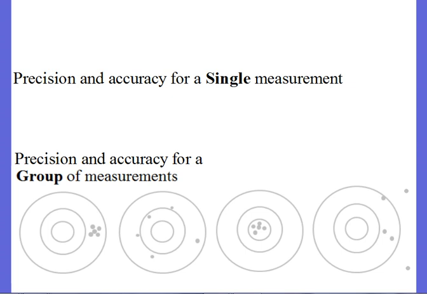Quick little comment, these definitions of accuracy and precision that I have given you are for a single measurement. If you have a group of measurements, then there is a different understanding of precision. This is precise because they're all close together. This is imprecise because they're spread apart. That is the definition of precise when you have a group of measurements. I am asking you to parrot back to me the definition of precision for a single measurement.